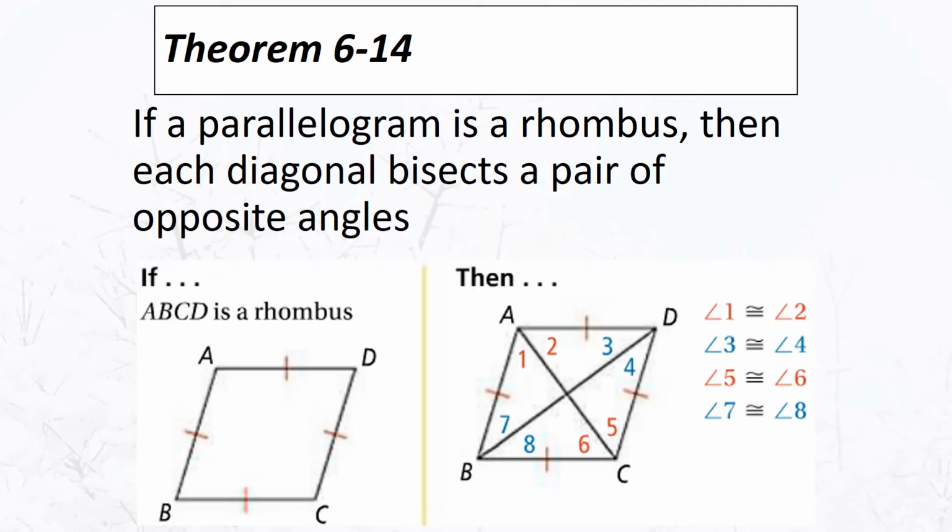Now let's check the next theorem. Theorem 6-14: if a parallelogram is a rhombus, then each diagonal bisects a pair of opposite angles. Look at this figure. If ABCD is a rhombus, then angle 1 is congruent to angle 2, angle 3 is congruent to angle 4, angle 5 is congruent to angle 6, and angle 7 is congruent to angle 8.